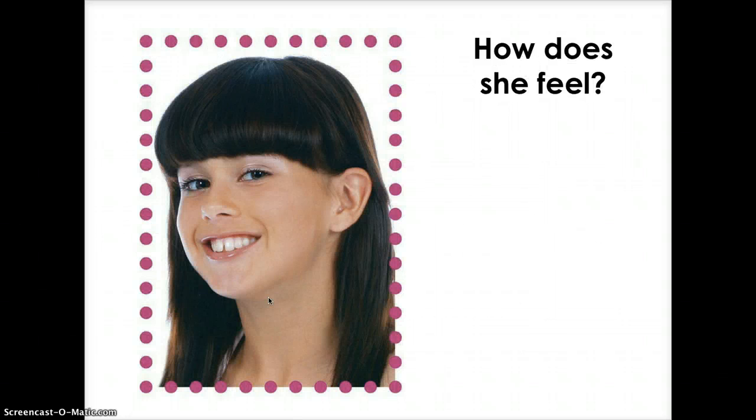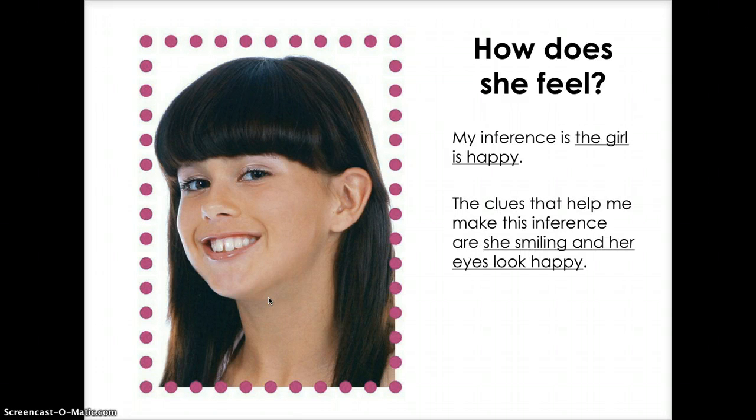Now, let's look at this image here. And the question is, how does she feel? Well, when I'm looking at this picture and I'm looking at the clues in the picture, from these clues, this is what I infer. My inference is that the girl is happy. The clues that help me make this inference are she's smiling and her eyes look happy.